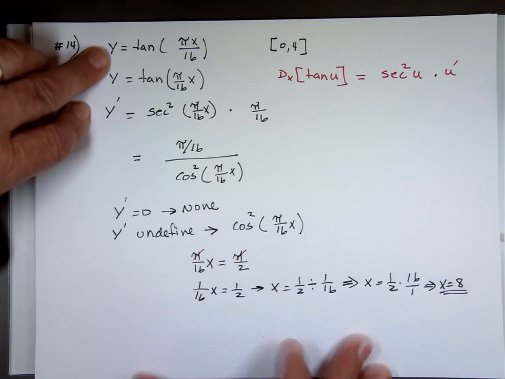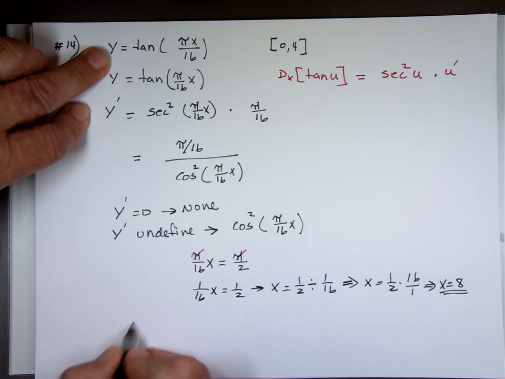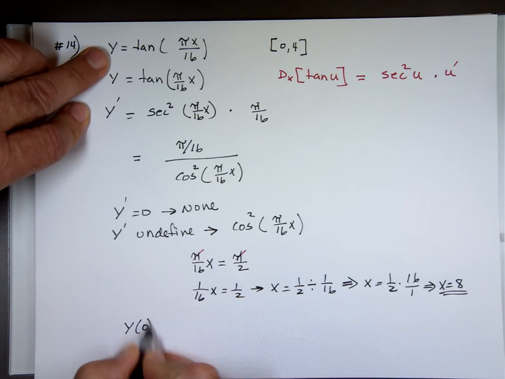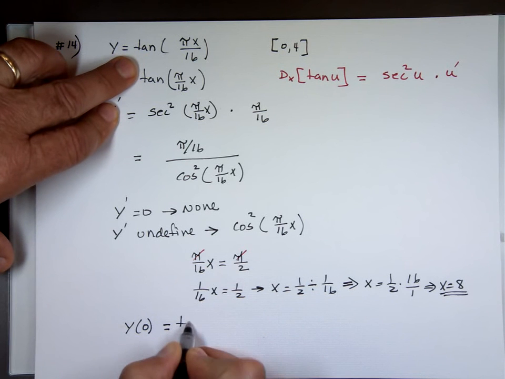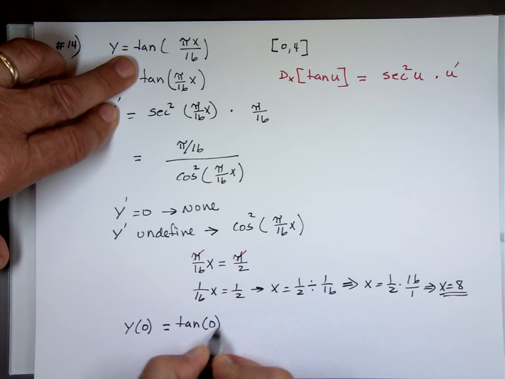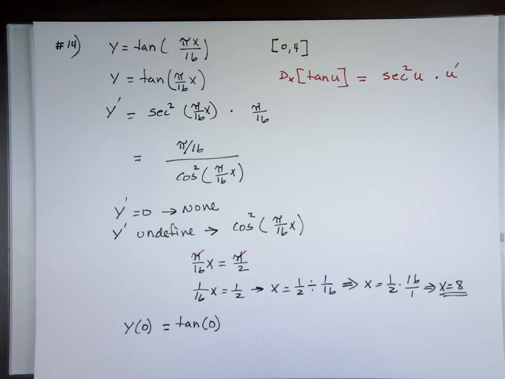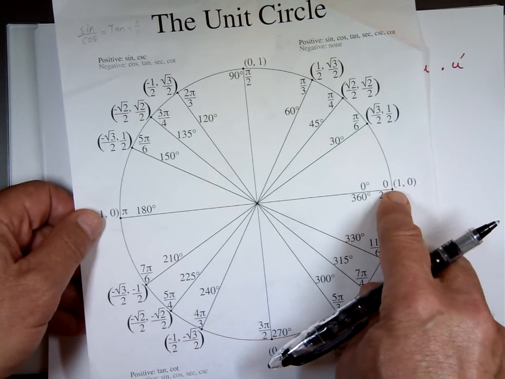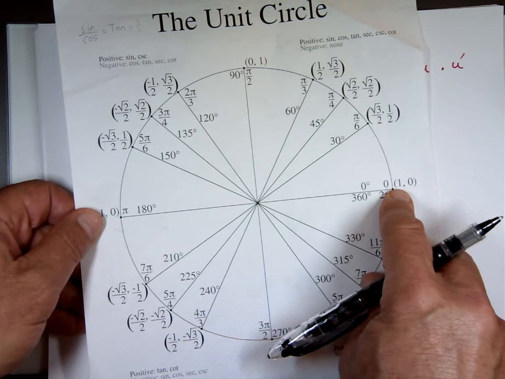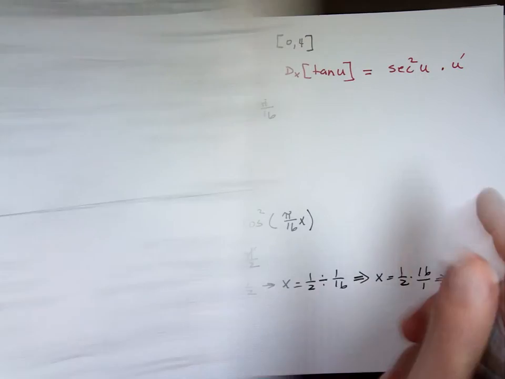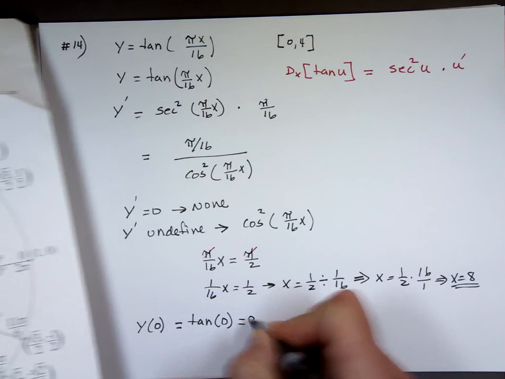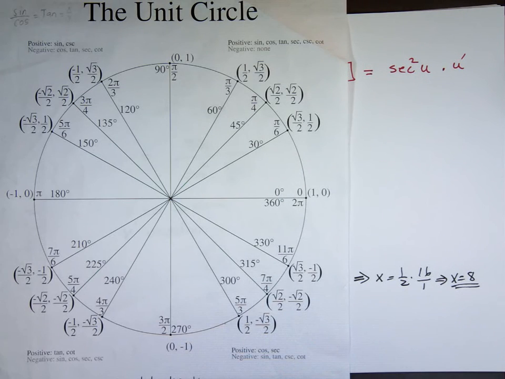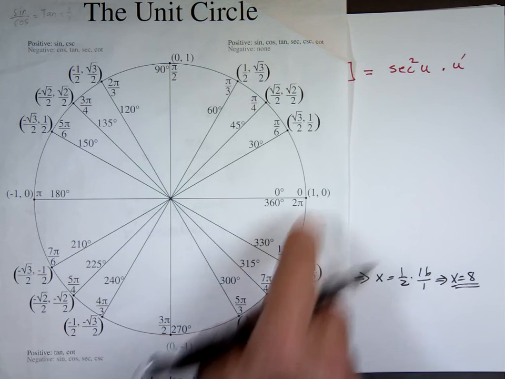So what is the tangent of 0? You can only use the endpoints. Tangent of 0, that's the sine over the cosine. The sine is 0. The cosine is 1. That's what a tangent is. What is 0 over 1? Is that 0? 0 divided by 1 is 0.